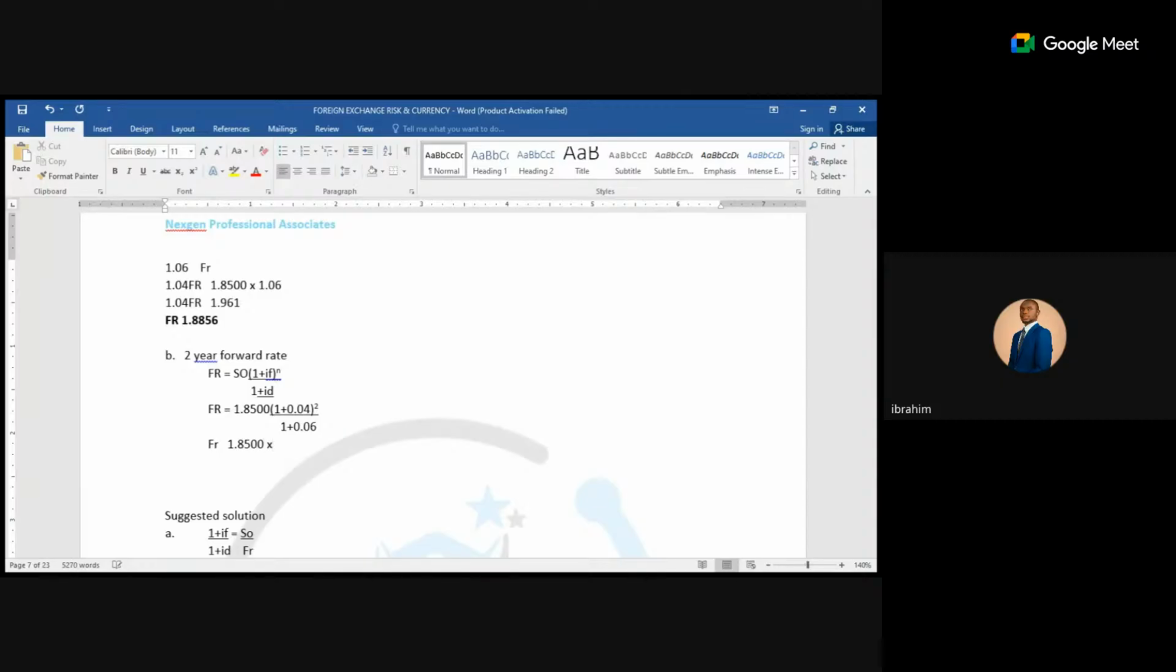1.8500 times 1.04 divided by 1.06. What do you have? Quickly, what do you have? 0.9811. 0.9811 raised to the power of 2.